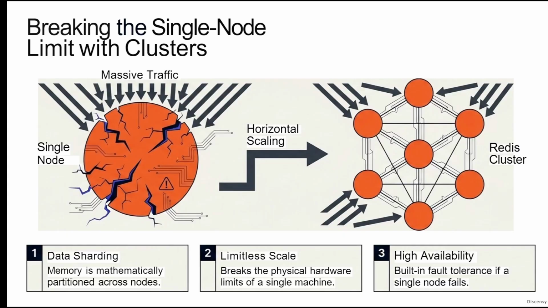There are two ways: horizontal scaling and vertical scaling, right? The first one is data sharding. Memory is mathematically partitioned across nodes. Second one, limitless scale, breaks the physical hardware limits of a single machine. The third one, high availability, built-in fault tolerance if a single node fails. Right. These all have to be considered for understanding how the data is stored within clusters. Is it single node or multiple nodes, through vertical scaling or through horizontal scaling? We shall move ahead.